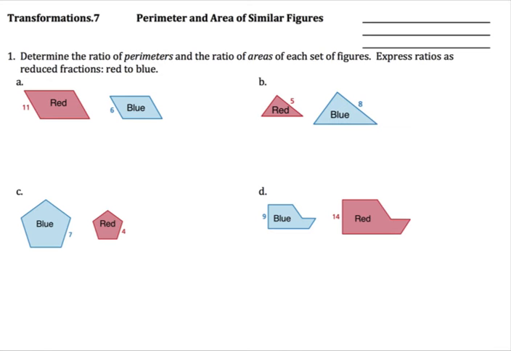Okay, on the assignment, let's take a look at a few of these. Number 1, determine the ratio of perimeters and the ratio of areas in each set of figures. Express ratios as reduced fractions, red compared to blue. All right, so the ratio of perimeters, let's go ahead and do A here. The ratio for perimeters, red to blue, is just going to be 11 to 6. And we're done. The ratio of areas is going to be 11 squared, 121, to 6 squared, 36. So the ratio of perimeters on red to blue is 11 to 6, and the ratio of areas, we square those, it's 121 to 36.